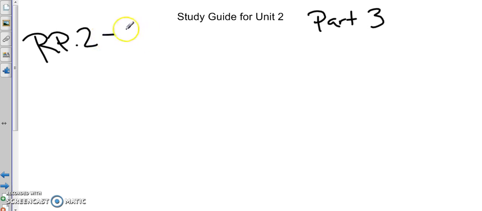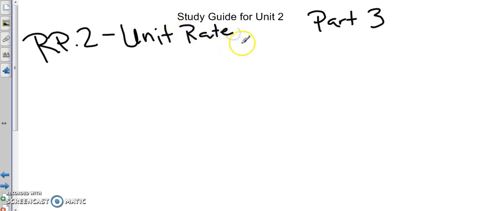All right, so this is Mr. Golden, and we're back with our study guide for Unit 2. This is Part 3. So with Part 3, we want to start discussing RP2. RP2 is, if you remember, unit rate.